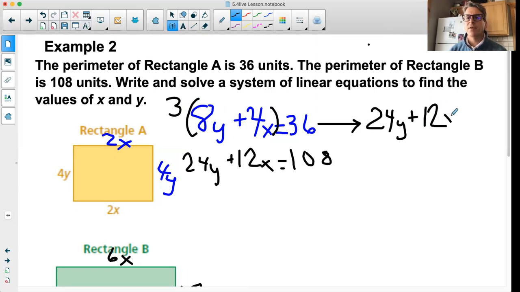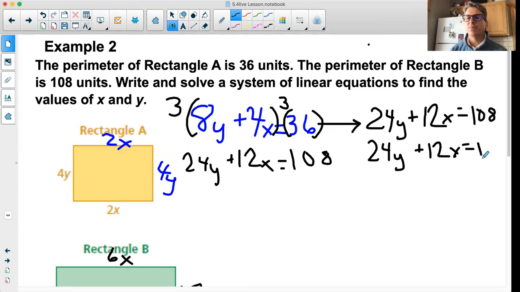12x. And that's going to equal, I've got to multiply this side also by 3. 3 times 36 is going to be 108. Now the second equation, I'm just going to leave alone. 24y plus 12x is equal to 108.